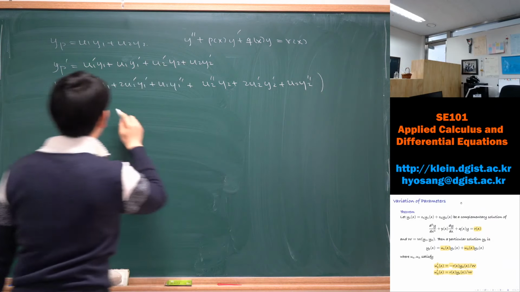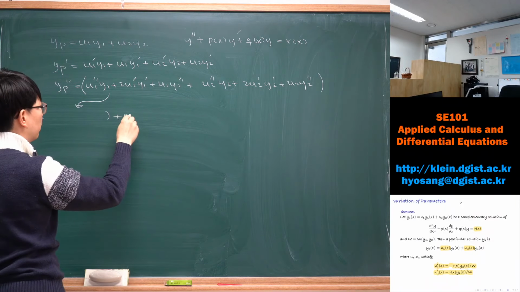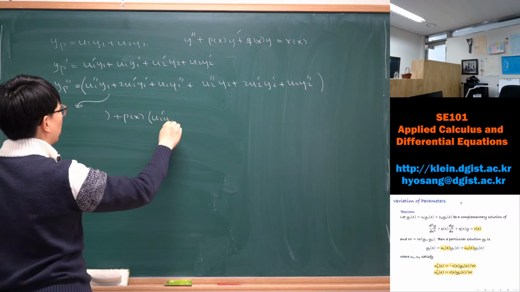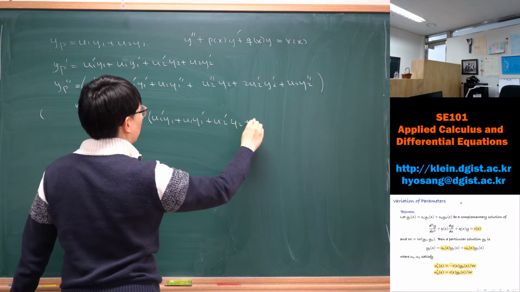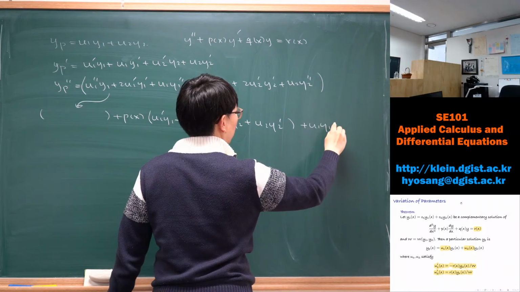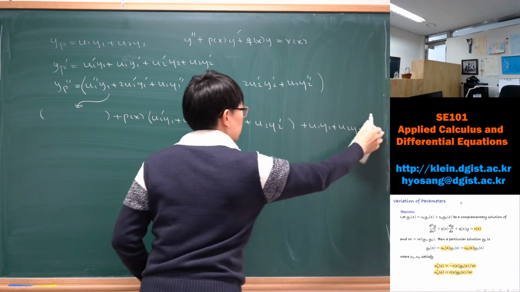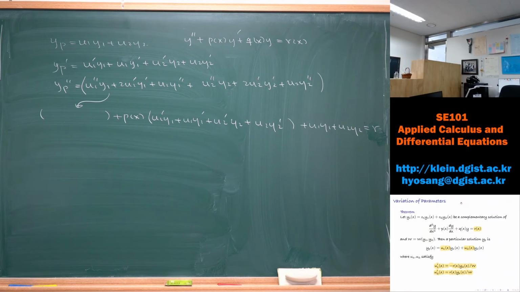So this part just goes here, okay? So for y'', plus p(x) times, let's write this, (u1' y1 + u1 y1' + u2' y2 + u2 y2'), and plus q(x)(u1 y1 + u2 y2) equals r, okay? Now it seems a very long equation, but I'm going to simplify this.